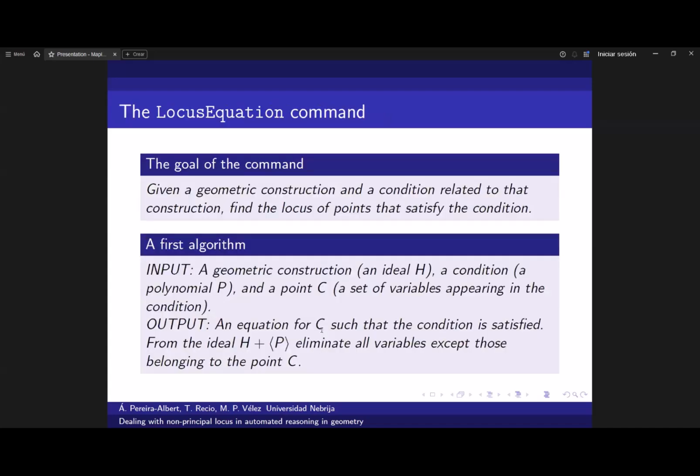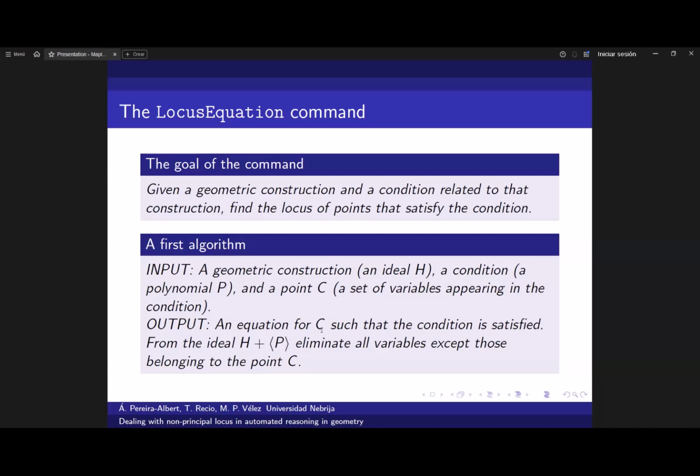What we want this command to do is that we give it a geometric construction and a condition relating to that construction, and a point of that construction that we can move, and the rest we take as fixed. And we ask it to find the locus of points, the set of points that satisfy that condition. So where can we put that movable point so that the construction satisfies the condition?